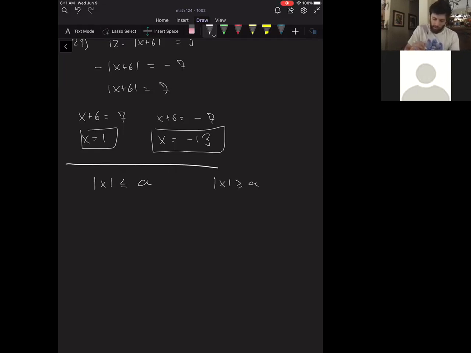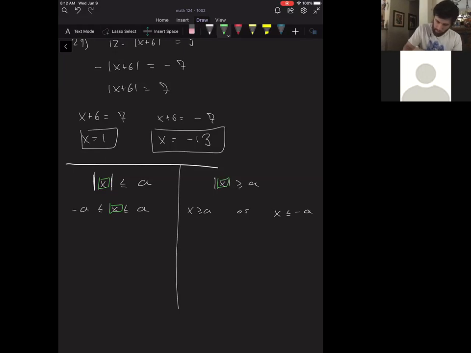So on this left-hand side, what this ends up translating to is this. Whatever is on the inside of the absolute value, you just place it right here, and we sandwich it in between a and minus a. And on this one over here, this is going to mean x is bigger than or equal to a, or x is less than or equal to minus a. So these are whatever is inside of your absolute value.